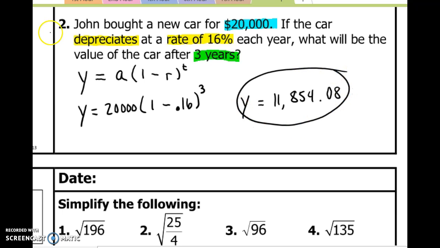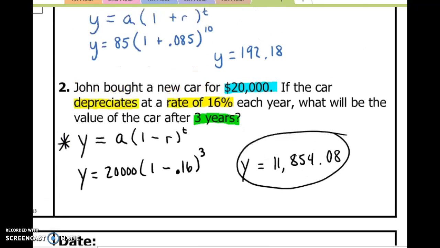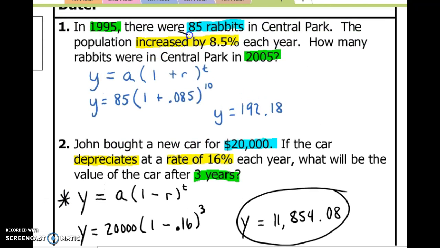So key thing is here, when you're reading these questions, you need to know whether it's a growth question or a decay question. So looking at these two key words, increased, it's a growth question. Depreciates, it's a decay question.